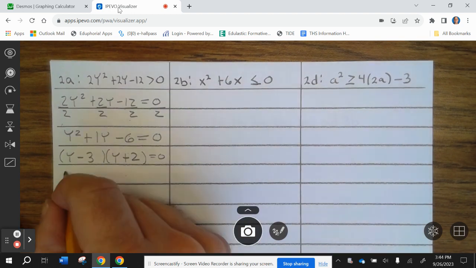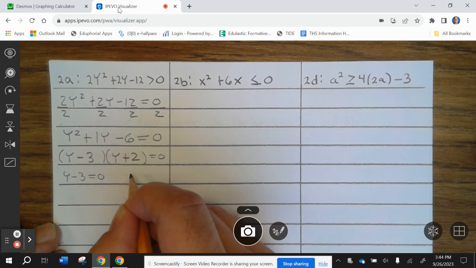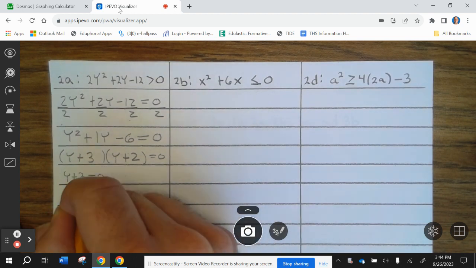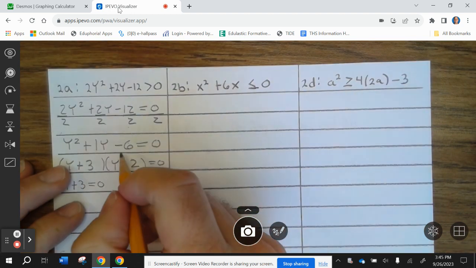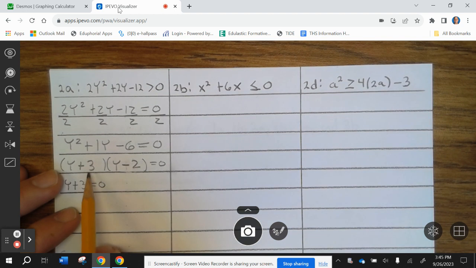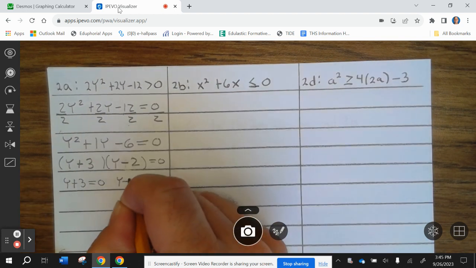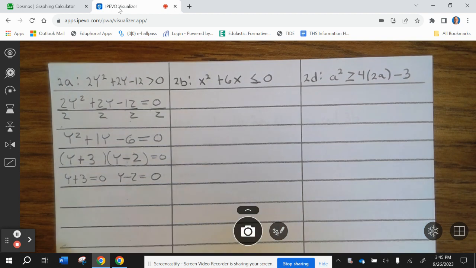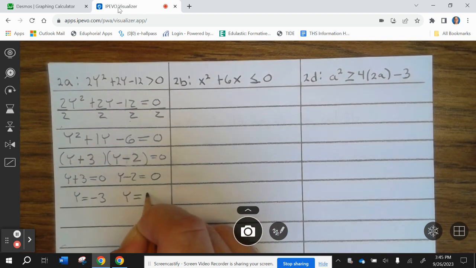Okay, set those equal to 0. So y minus 3 equal to 0. Oh, wait, I'm sorry. Plus 3 minus 2. The middle number is positive, so the bigger number needs to be positive, okay? So y minus 2 equal to 0. So y equals negative 3 and y equals 2.